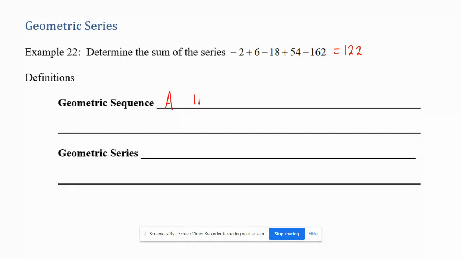So a geometric sequence, guys, is a list of terms where any two consecutive terms have a common ratio. Okay, for a geometric series, it's going to be the sum of a geometric sequence.